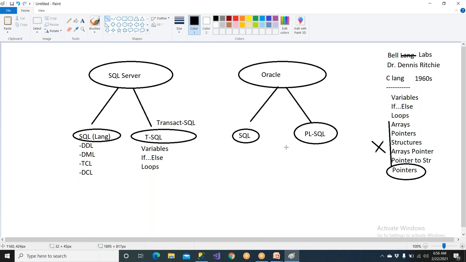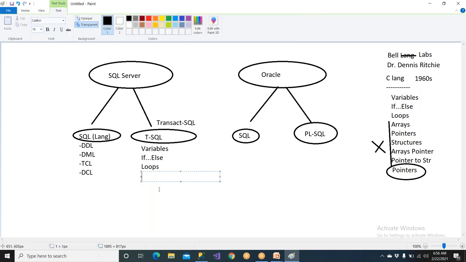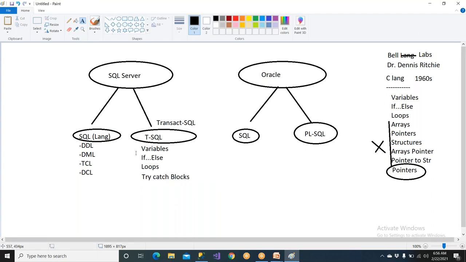So T-SQL is a language, but not when you compare it with the C language or C++, Java, .NET. At least you will be able to use variables and if and else, and you can have try catch blocks for error handling and everything. Okay, try catch blocks, right? And a lot of other things are available. So when you compare, T-SQL is a complete programming unit. You can compare it with the C language.